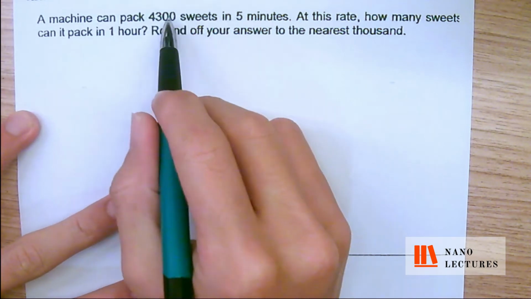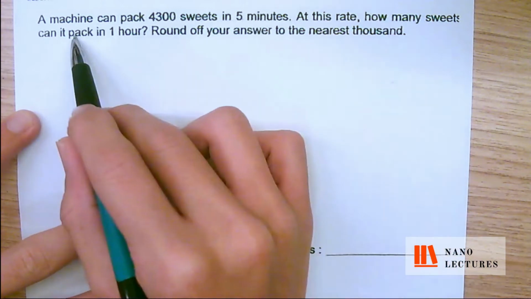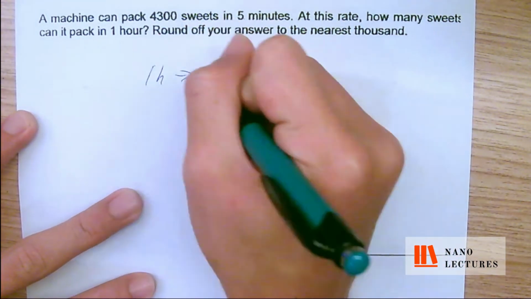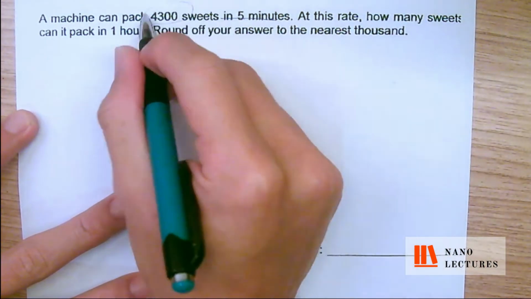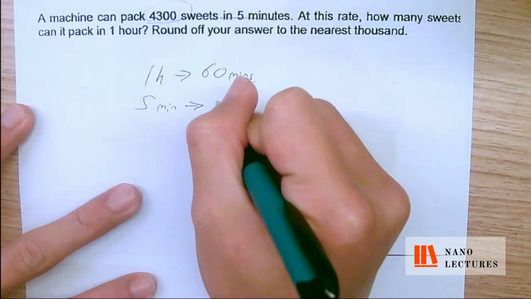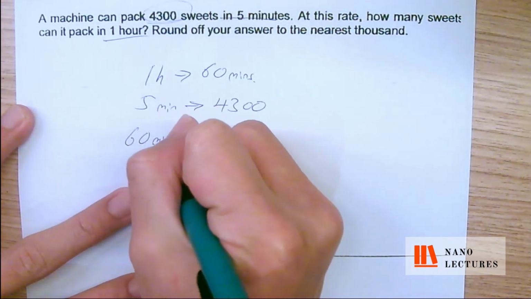A machine can pack 4,300 sweets in 5 minutes. At this rate, how many sweets can it pack in 1 hour? Now, for 1 hour, please change it to 60 minutes. Since they said that in 5 minutes you can pack 4,300, I'm going to put 5 minutes. It will pack 4,300. So how about for 60 minutes?